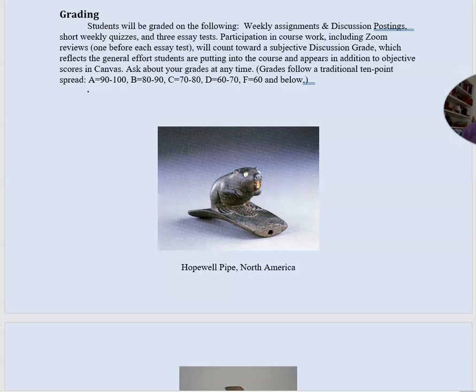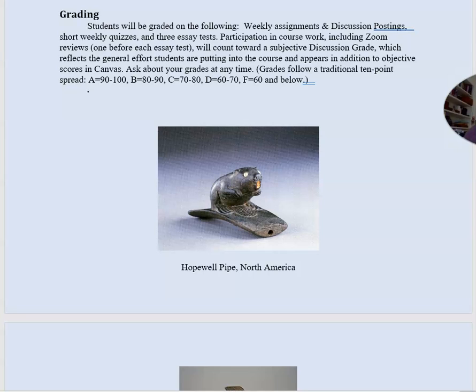Participation in course work, which does include Zoom reviews, and right now I'm anticipating one before each essay test, will count toward a subjective discussion grade, which reflects the general effort students are putting into the course and appears in addition to objective scores in Canvas. Ask me at any time if you have questions about grades. I'd be happy to discuss them with you and maybe make suggestions about the best way you can go for finishing the course successfully. Grades do follow a traditional 10-point spread, just for example, based on a 100-point essay, for instance. A equals 90 to 100, B equals 80 to 90, and so forth.